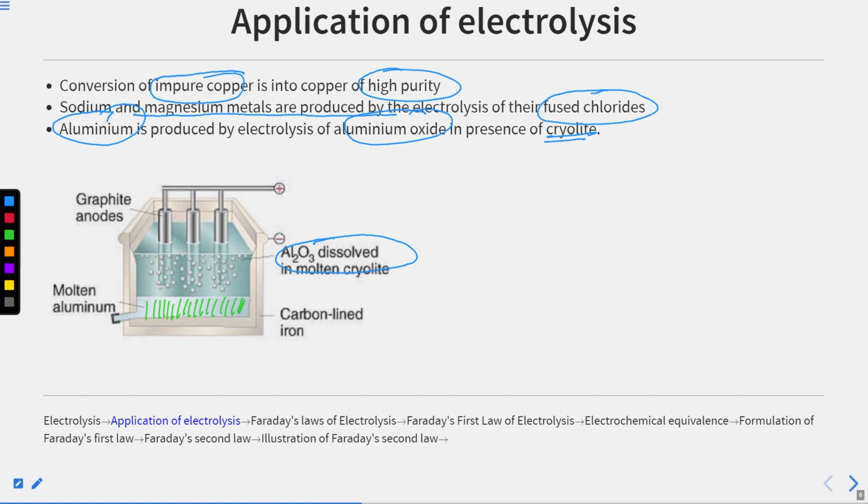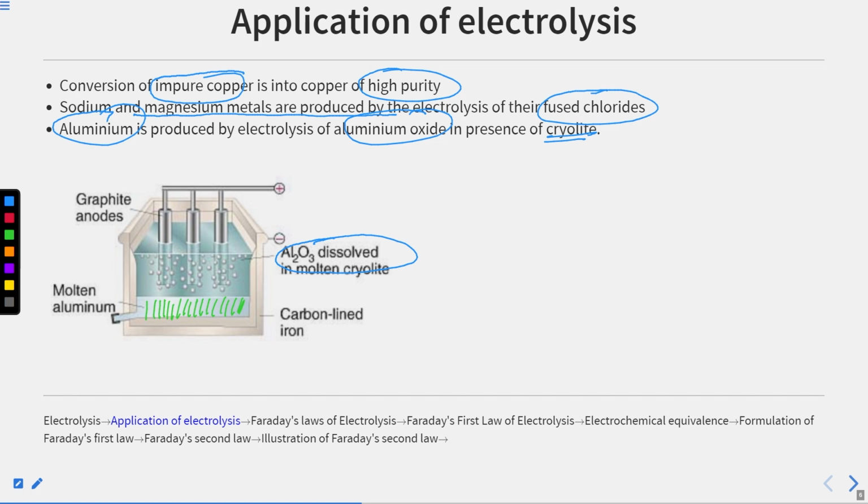Now this gold will move from negative potential to positive potential to negative potential, and in this way it covers the metal above which we are electroplating. So we get gold-covered jewelry. So many more cases are there.